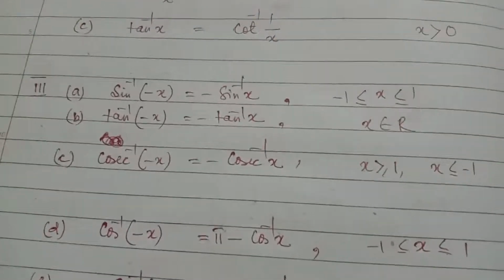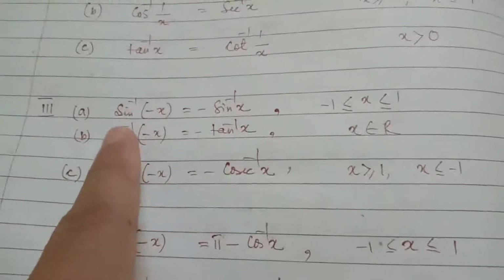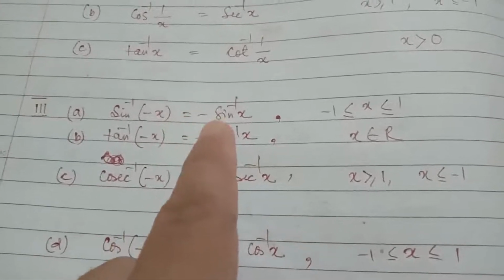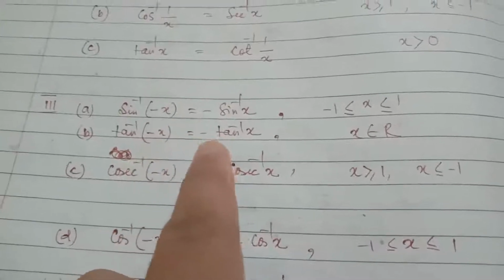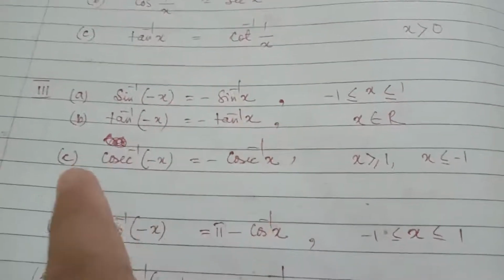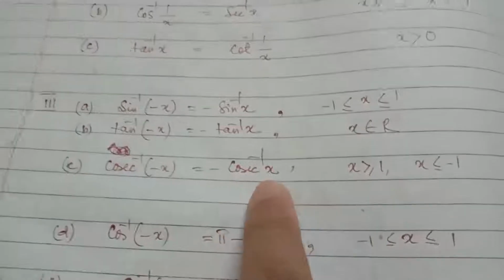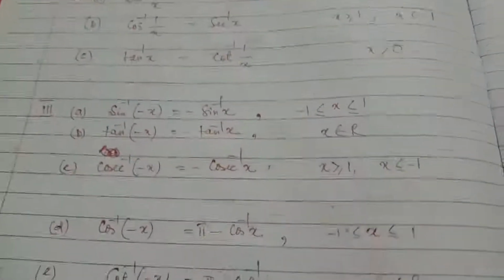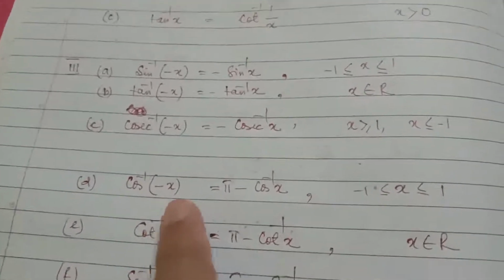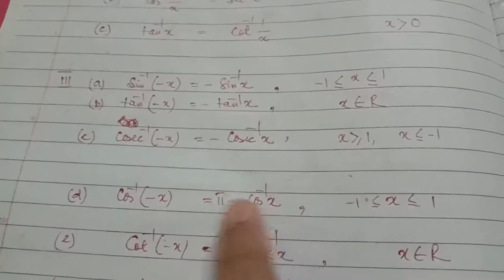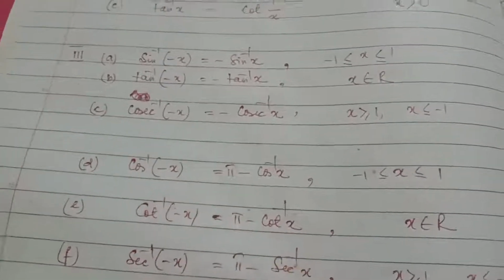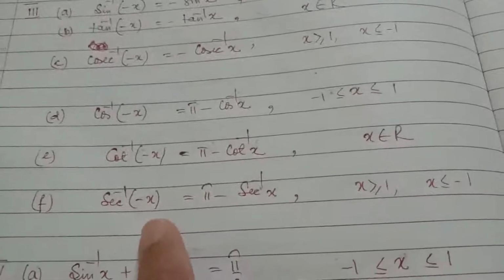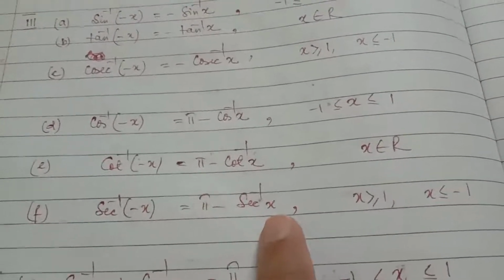Now, property number 3. Sine inverse of minus x is minus of sine inverse of x. Tan inverse of minus x is minus of tan inverse of x. Cosec inverse of minus x is minus of cosec inverse of x. Minus will come out. Cos inverse of minus x is pi minus cos inverse of x. Cot inverse of minus x is pi minus cot inverse of x. Sec inverse of minus x is pi minus sec inverse of x.